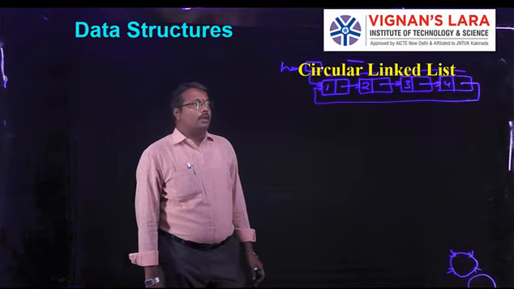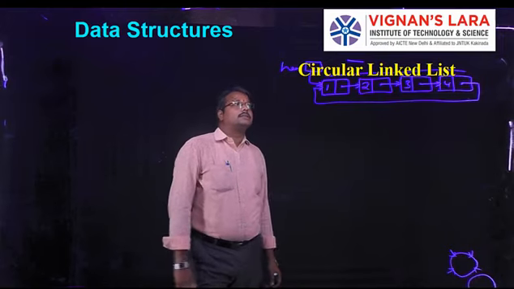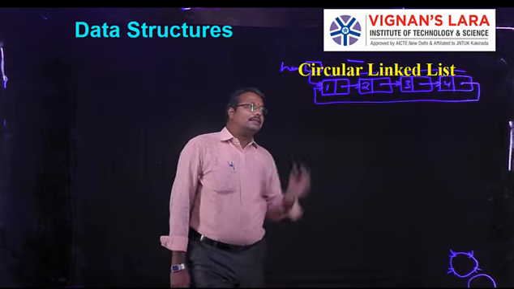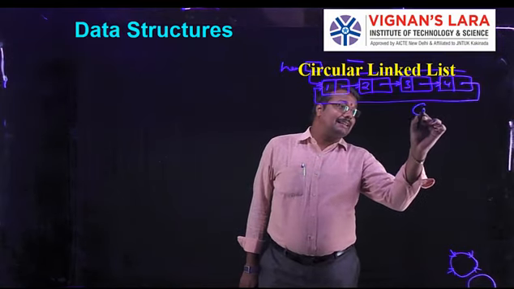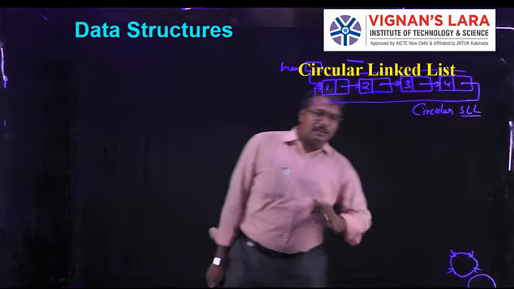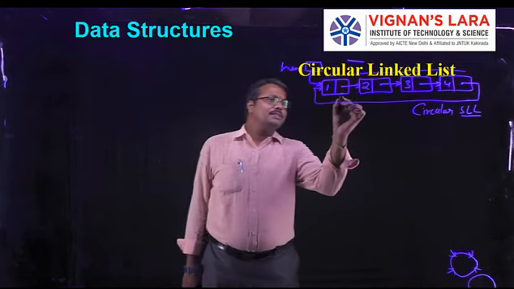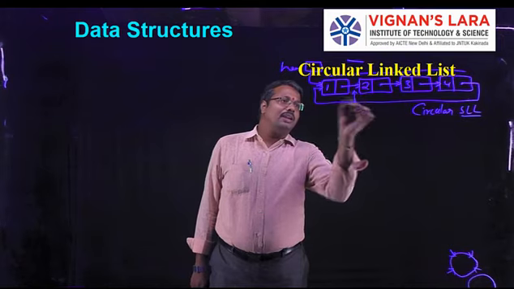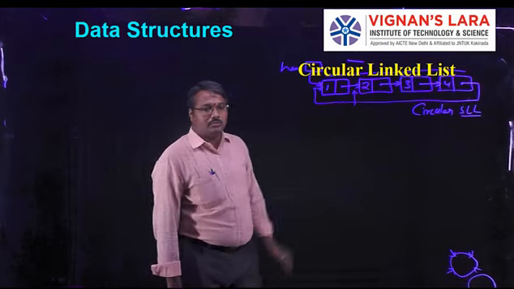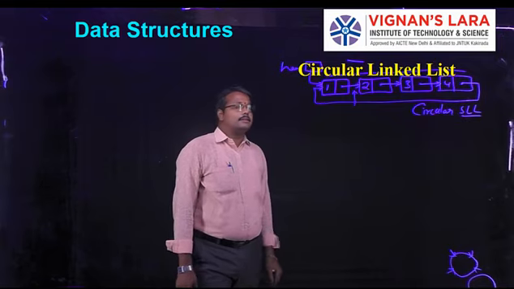Okay, so how do we construct this kind of circular linked list? Today we have to know. This is a circular single linked list; SLL is nothing but single linked list. How do we identify that it is a single linked list? From node to node there is only one pointer, only one link. That's why it is a single linked list.